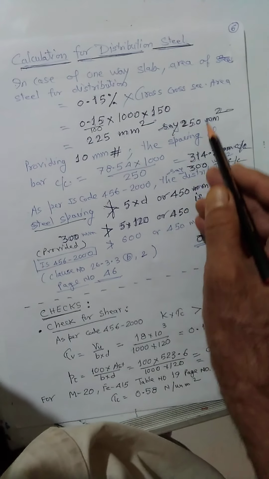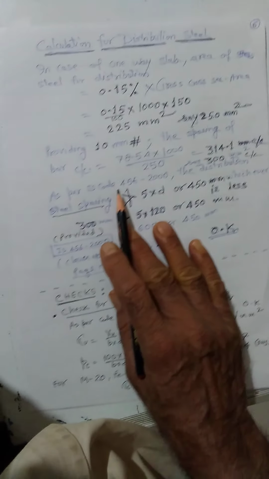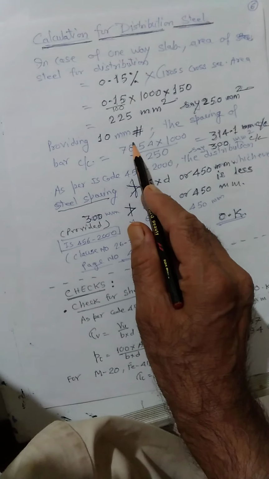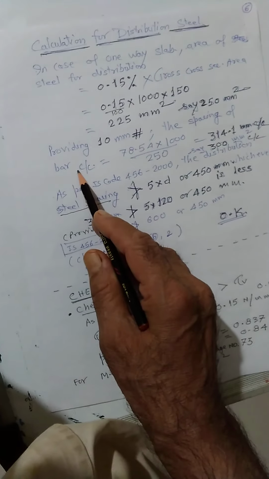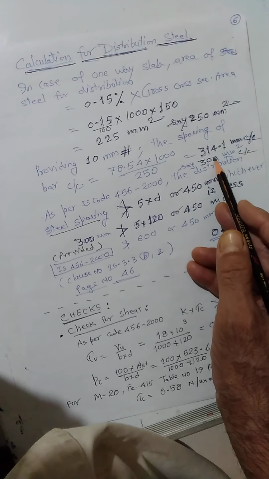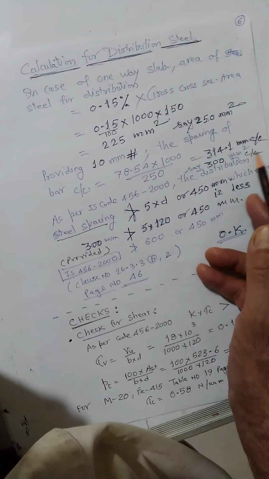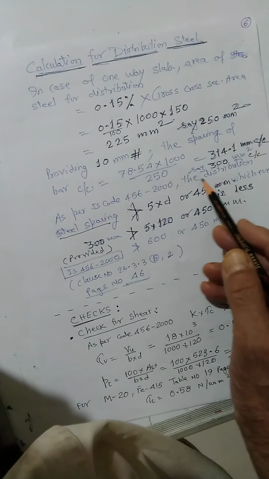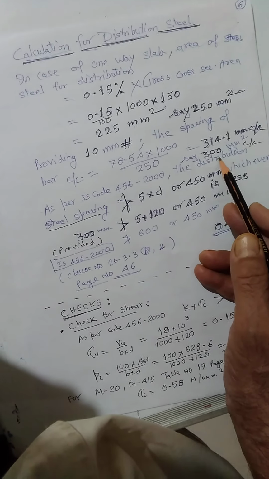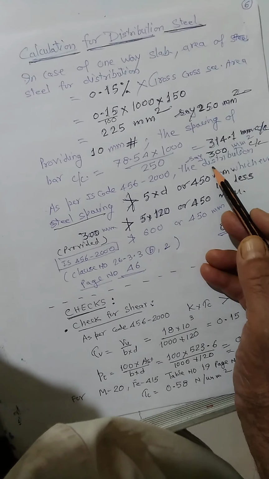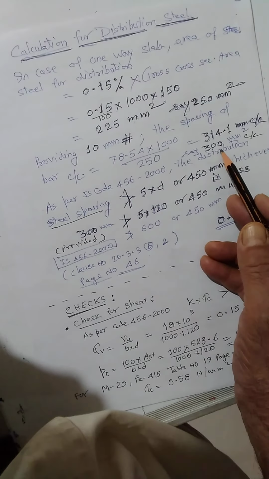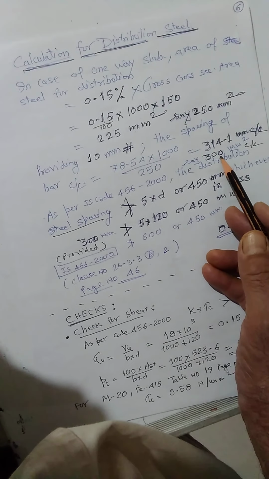225 mm square, rounding it out to 250 mm square, using again the same bar of 10 mm and find out the spacing. It comes out to be 314 point something mm center to center. I have rounded it off, it comes out to be say 300 mm center to center.